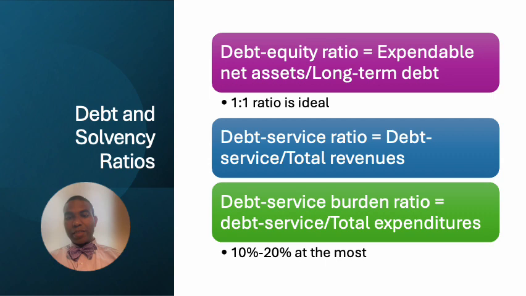Now, you also can look at the debt service burden ratio, which instead of looking at the total revenue, you're going to divide debt service by total expenditure. So you're saying, what percent of your total expenses is it? And 10% is usually considered a good rule of thumb number. 20% is kind of like your limit. If you're going past 20, it's considered way too high. Right, so you don't want to be spending 20% of your budget on debt service. That's considered to be way too much.